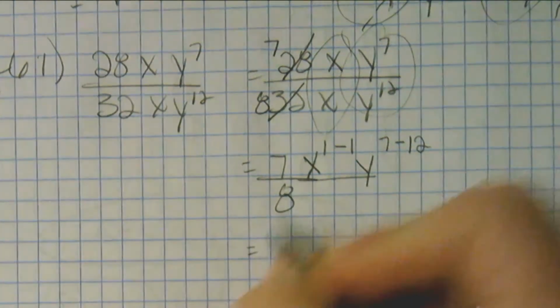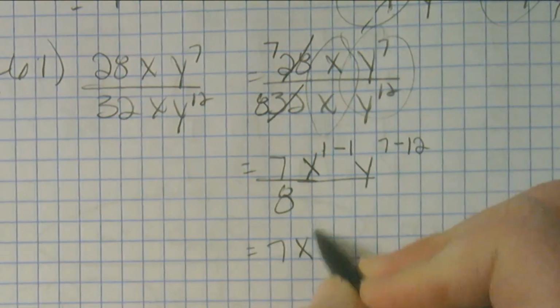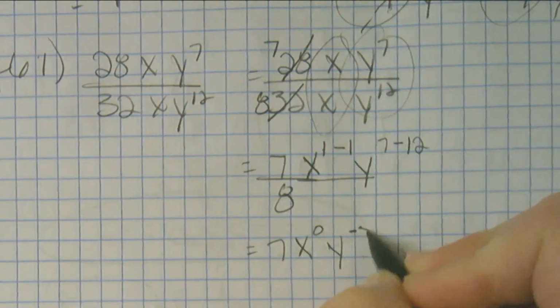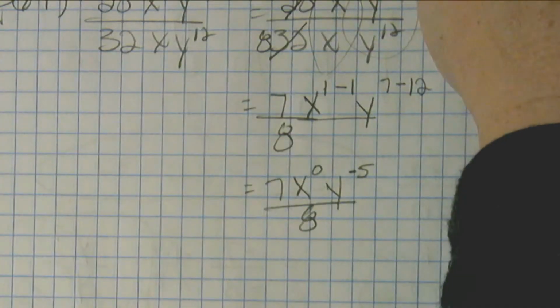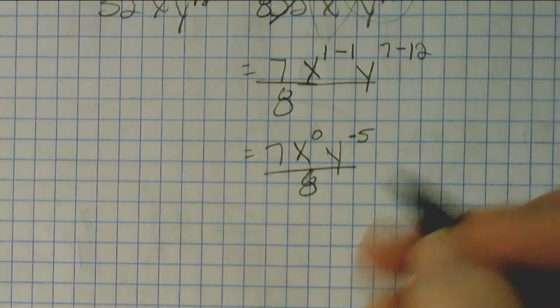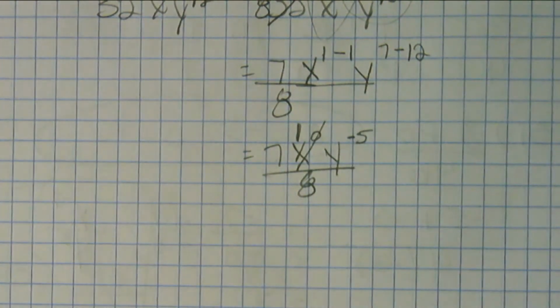All right, so I have 7 in my numerator. X to the 1 minus 1 is x to the 0. And that's y to the negative 5th, all over 8. All right, what is x to the 0 power? Maya or Mia? That's a 1. So I'm going to cross it out and just put a 1 there.